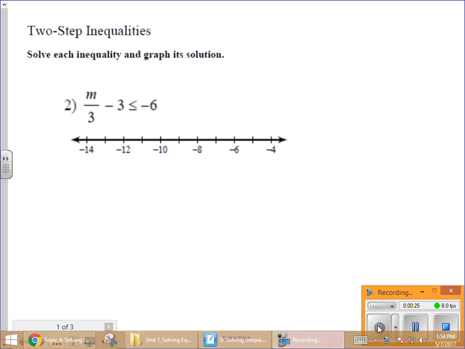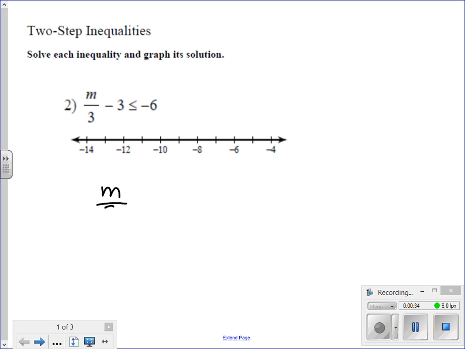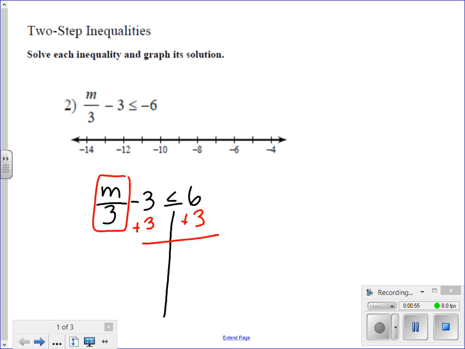All right, so for number 2, we have the equation m over 3 minus 3 is less than or equal to negative 6. I'm going to rewrite that down here so that I have room to work. Just like when I solve an equation, I need to put my line down to organize the problem. I have a fraction here, and I have negative 3 that is outside of the fraction, which means that I need to deal with getting rid of that negative 3 by adding 3 before I can work with the fraction. So I'm going to add 3 to both sides, and it's going to make it go away. And I'm going to be left with m over 3 is less than or equal to 9.